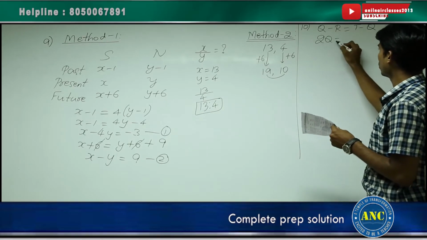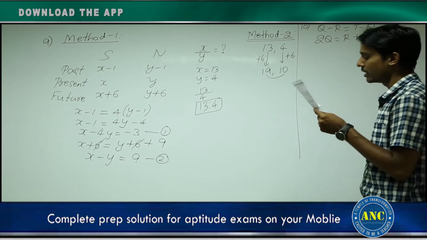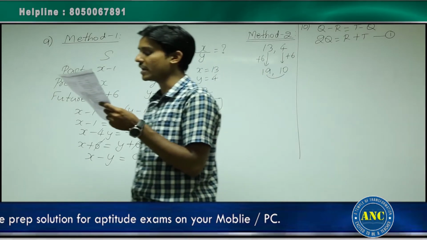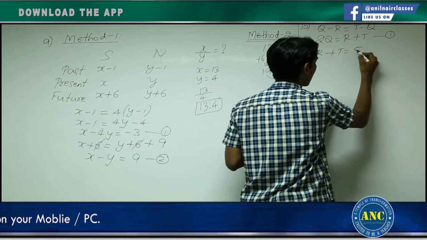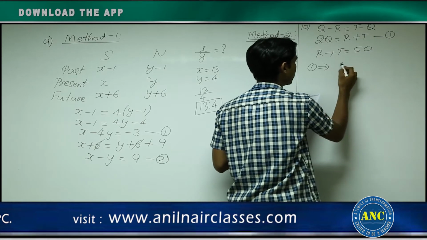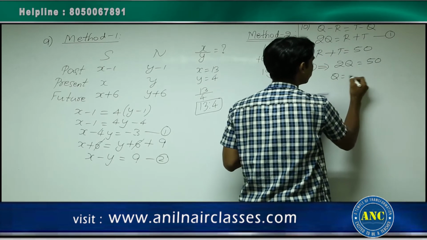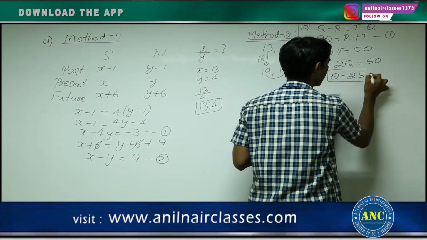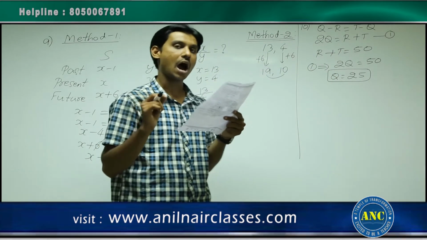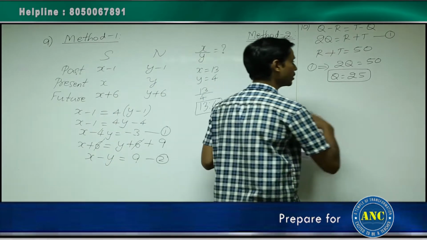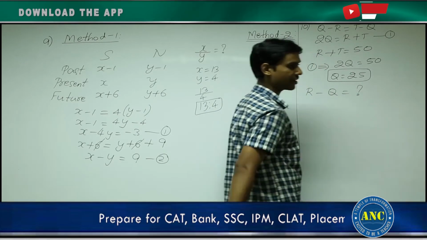So if I simplify, 2Q is equal to R plus T. This is what I get from the first statement. Second statement, if the sum of the ages of R and T is 50 years, it is given as R plus T is 50. So my first equation becomes 2Q is equal to R plus T is 50. Q is equal to 50 by 2, 25. Q is 25, right? But what is the question? What is definitely the difference between R and Q's age? They are asking the value of R minus Q.